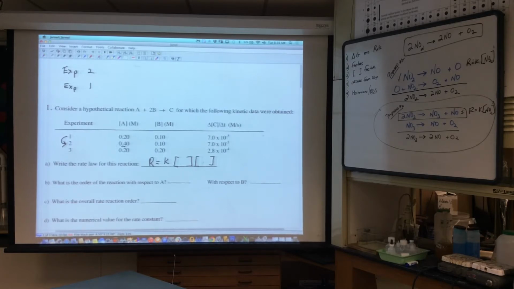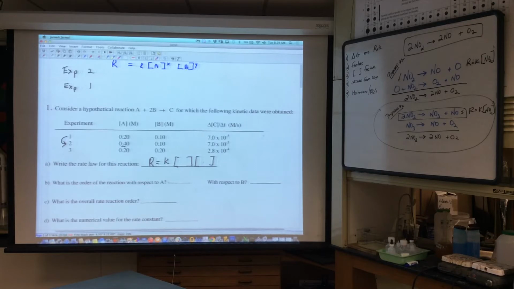Okay, so in experiment 2, what do I have? Well, we have the formula: R, the rate, is equal to k times the concentration of A to some power times the concentration of B to some power. We'll do x and y. And of course, you have a k there. Here we go. So experiment 2.